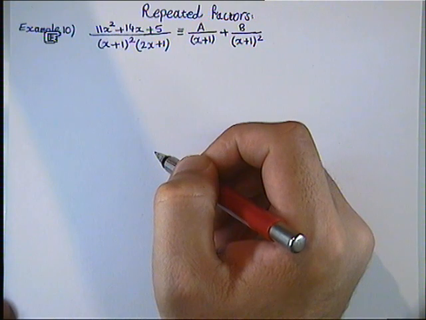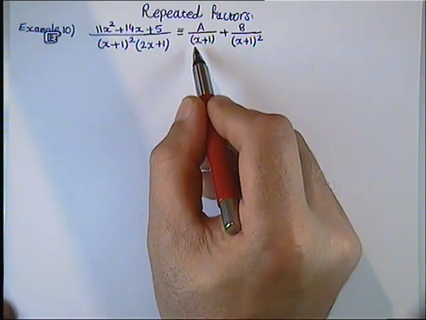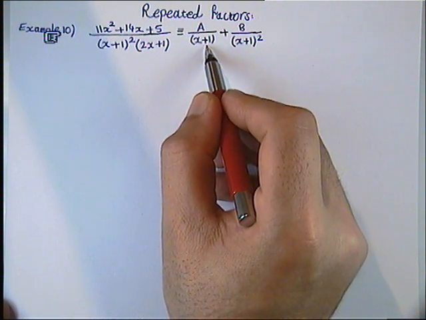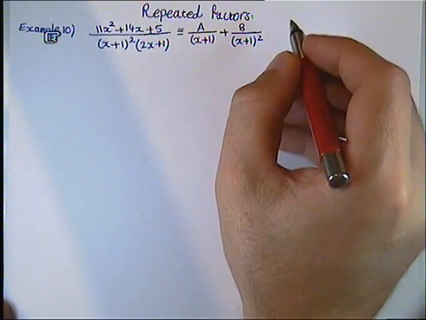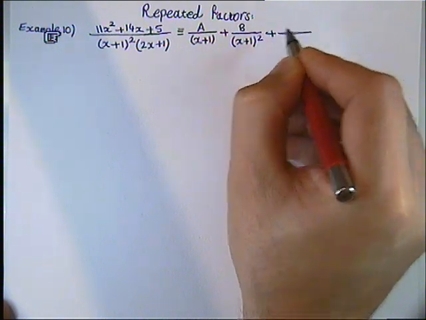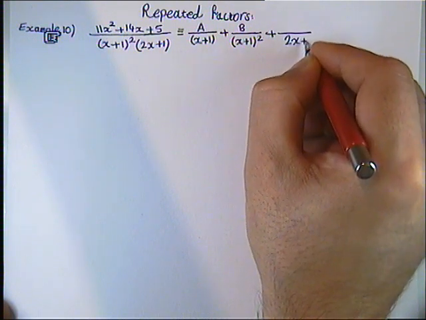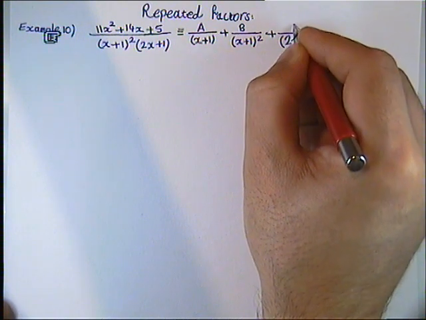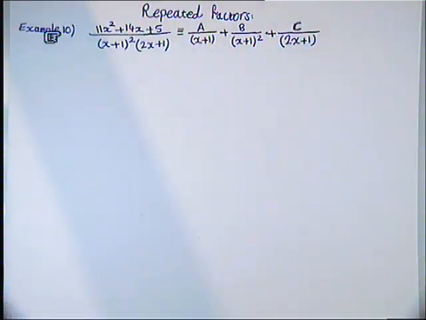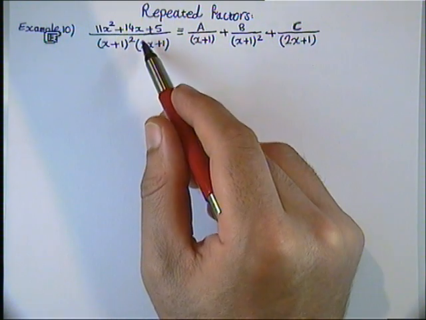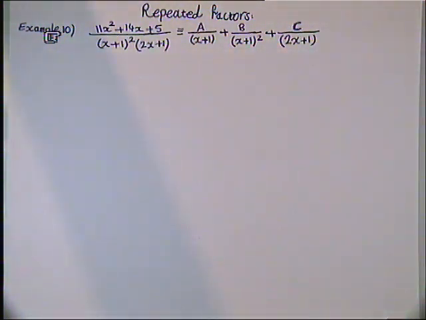So the most important thing in repeated root is, if x plus 1 is a repeated root, we have to write down x plus 1 in the first fraction, and then (x plus 1) squared in the second fraction. Plus, there is another factor which is 2x plus 1, and let's write down c here. So we wrote 11x squared plus 14x plus 5 over (x plus 1) squared times (2x plus 1) as a over x plus 1 plus b over (x plus 1) squared plus c over 2x plus 1.